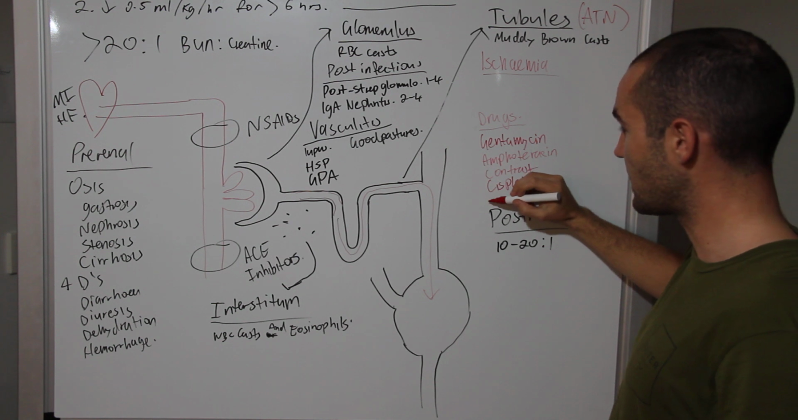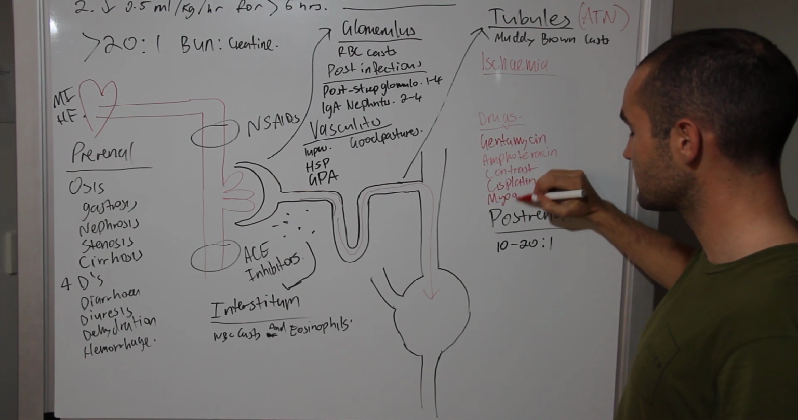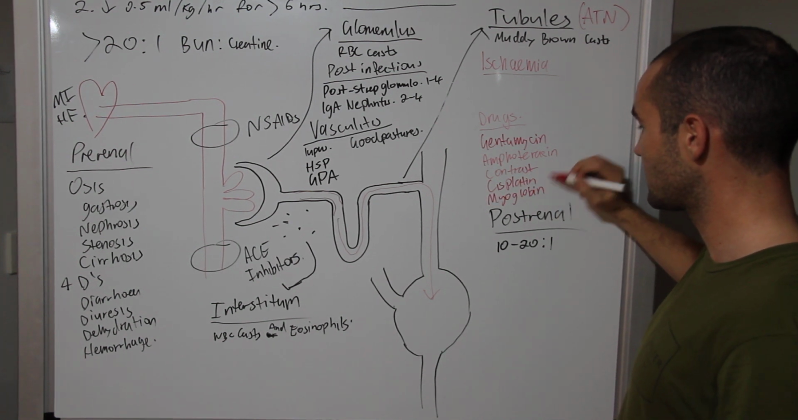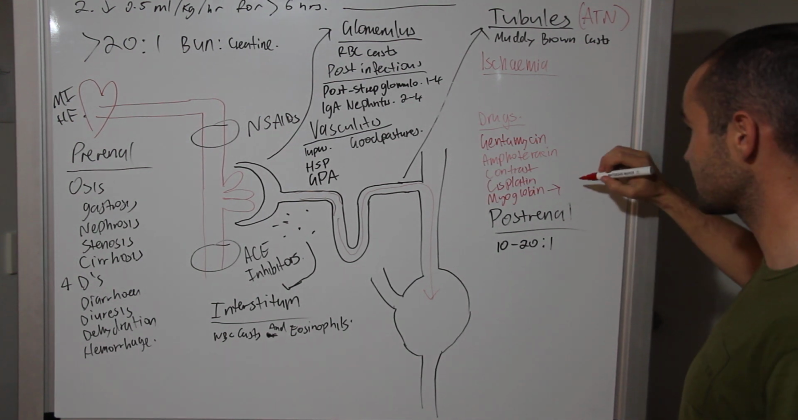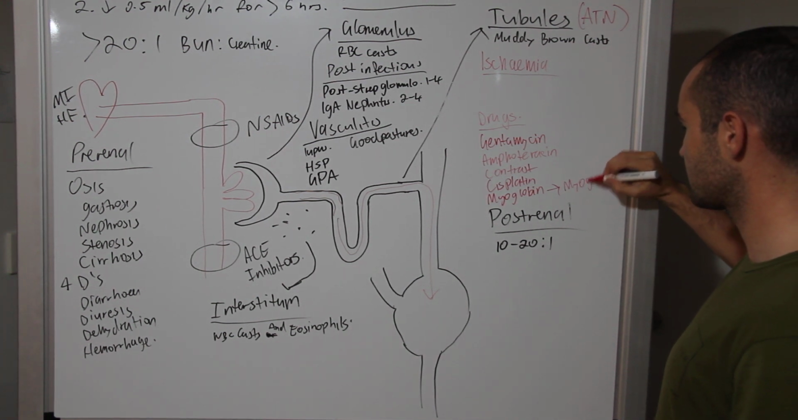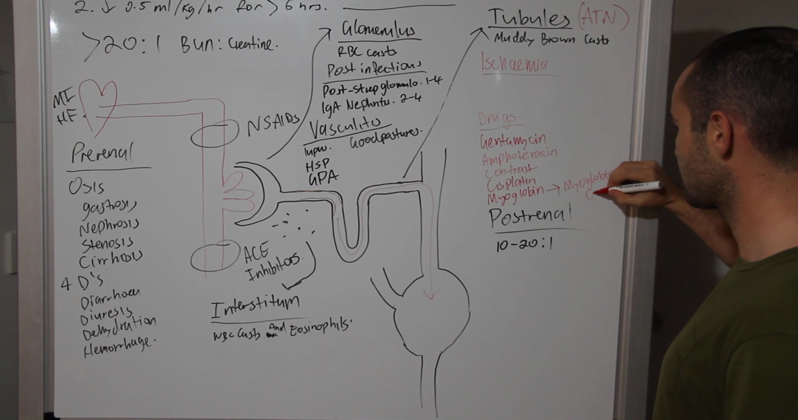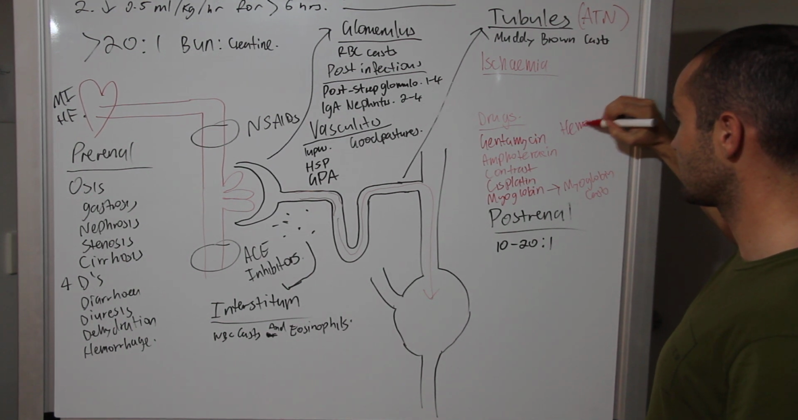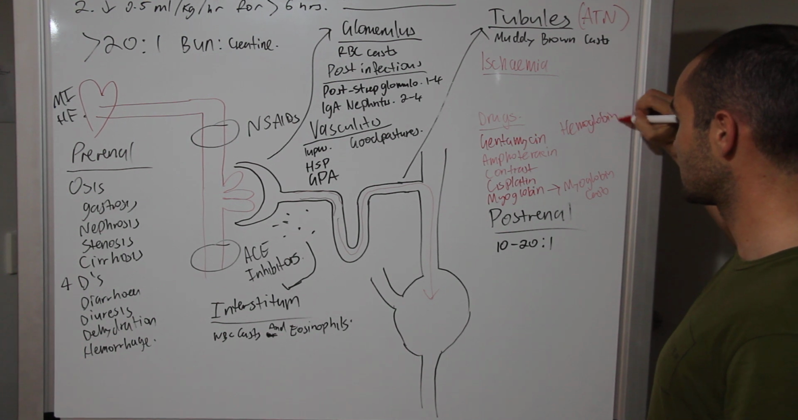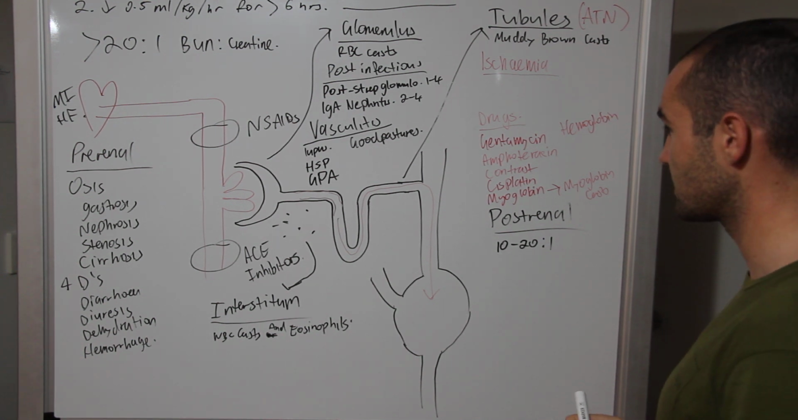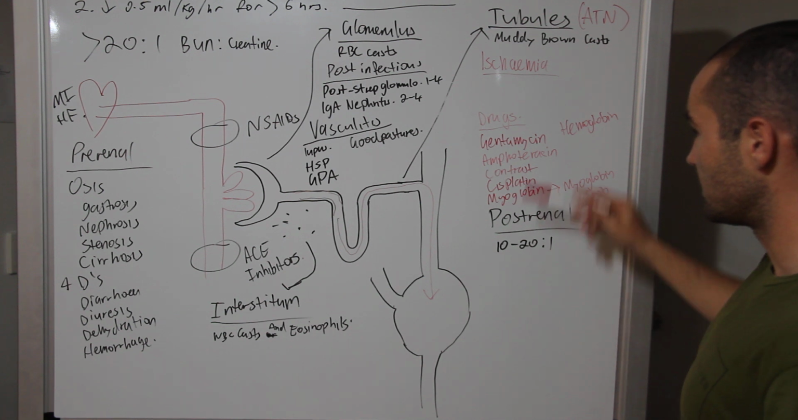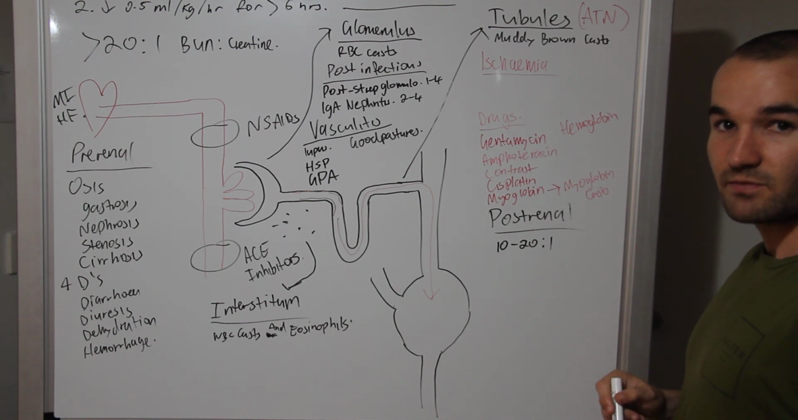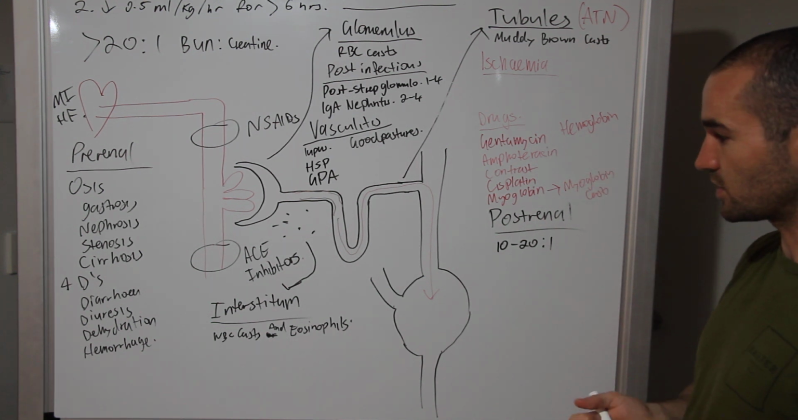myoglobin, seen in rhabdomyolysis, and look for myoglobin casts. And lastly, hemoglobin, seen in hemolytic anemia. Alright, there are even more than those that I've mentioned, but they're the main ones and they're the ones that I want you to remember.